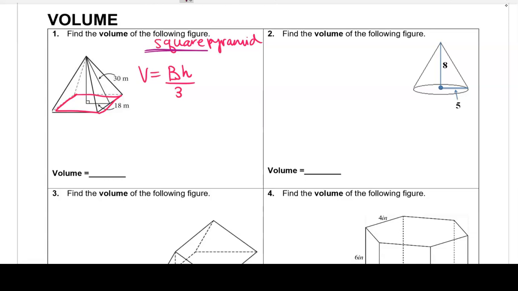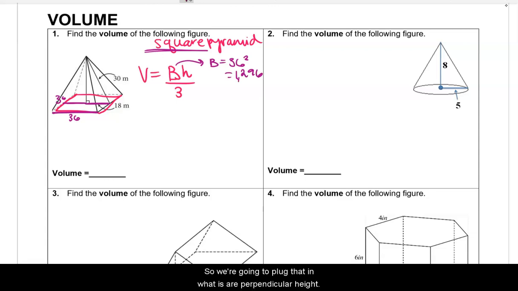So here, it actually doesn't tell us the length of this side, but it tells us that half of it is 18. So if 2 halves are 18, what's the whole? 18 plus 18, 36. So if the sides are 36, we would say big B is 36 squared, which is 1296.